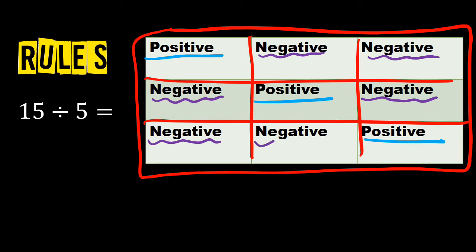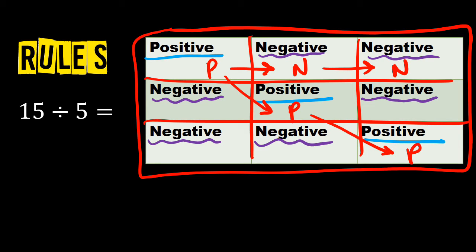So, a little refresher, however we read this board: a positive divided by a negative will give us a negative. If we have a positive number and we divide it by a positive number, it will give us a positive number. We can also read this as a negative divided by a positive will give us a negative number. And a negative divided by a negative will give us a positive number. So here we have some examples.